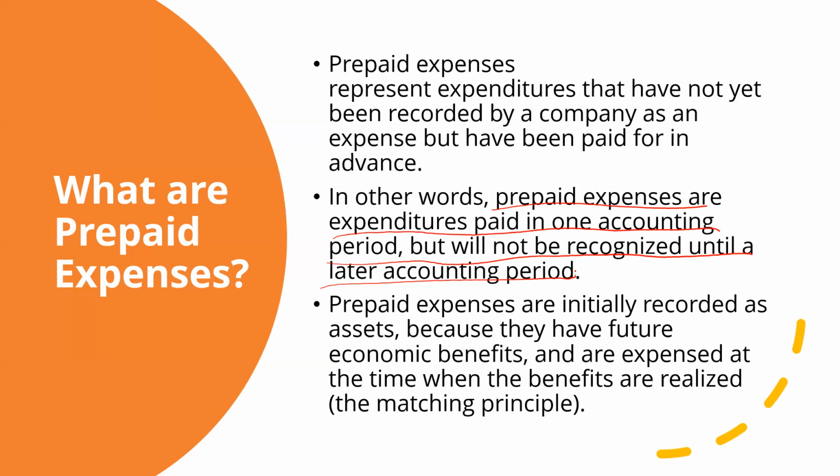Now, prepaid expense is a balance sheet item. It sits on the balance sheet as an asset, because it has a future economic benefit, and is expensed at the time when the benefit is realized. If you remember the matching principle we had talked about earlier, basically that expenditure is pertaining to the subsequent period, so it should be taken as a prepaid expense for now and expensed in the month the benefit is received.